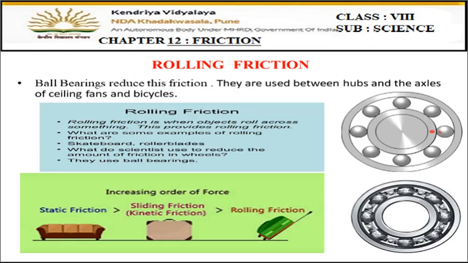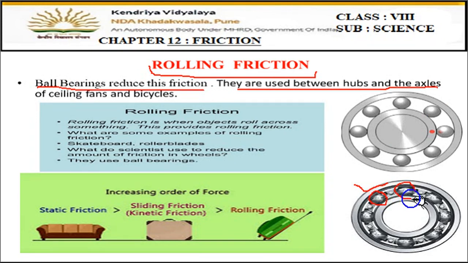Okay, so next you can see here that ball bearings can reduce this friction. Rolling friction can be reduced by ball bearings. These ball bearings are used between hubs and the axles. Like two surfaces which are rolling, when the wheel will move, here also you can see in the diagram, there are small ball-like structures fit in between the two surfaces. This surface will also roll and this surface will also roll. So if the two come in contact with each other, there will be friction. So to reduce that friction, ball bearings are used.